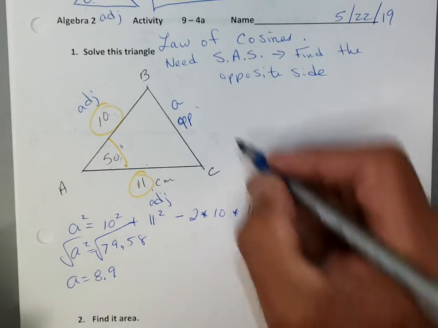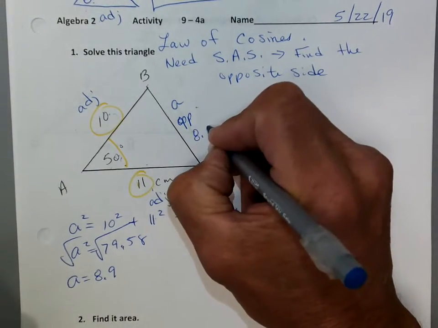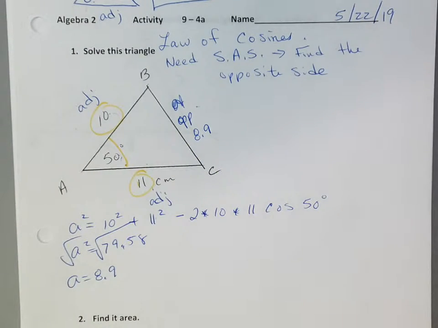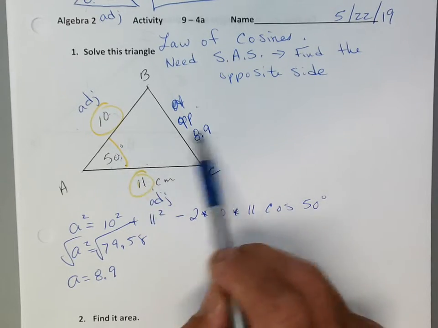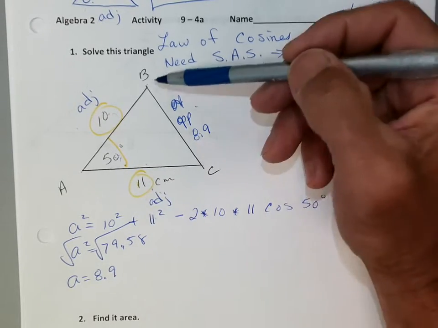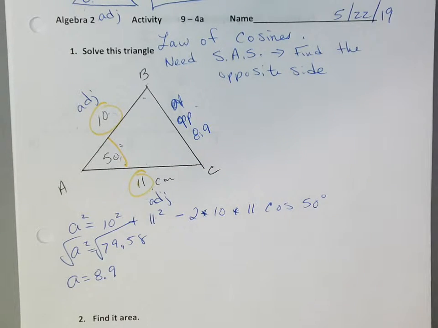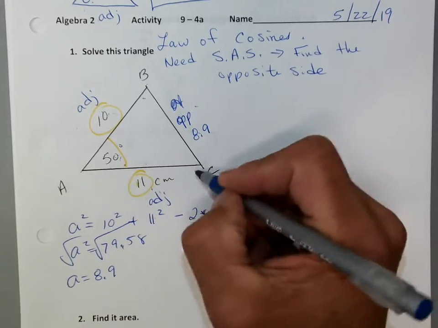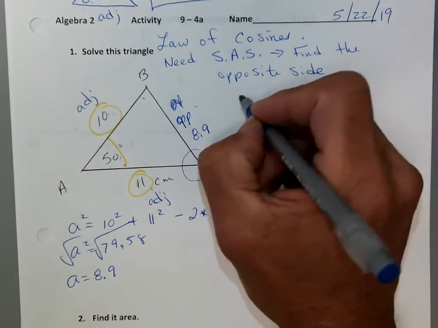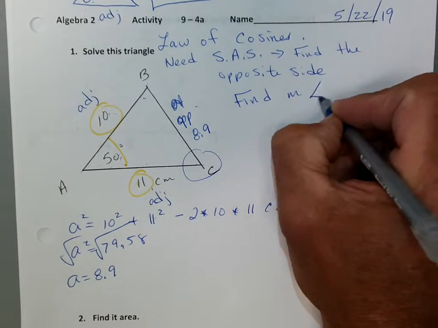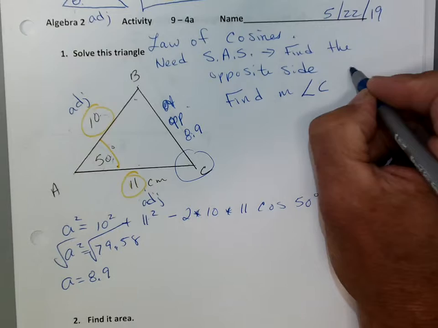Okay, so let's put that in there. 8.9. Now, if I need to solve the triangle, then what I could do is go back to what we've learned before, because now I have a pair of opposites, don't I? I can get either angle B or angle C. It doesn't really matter. So let's find, how about angle C, okay? So I'm going to find the measure of angle C, but I'll use the law of sines.